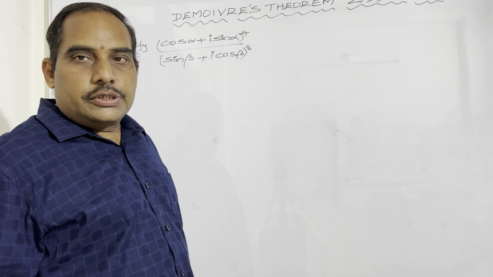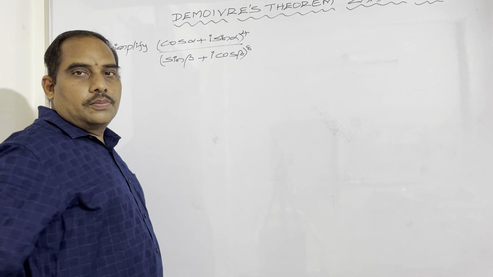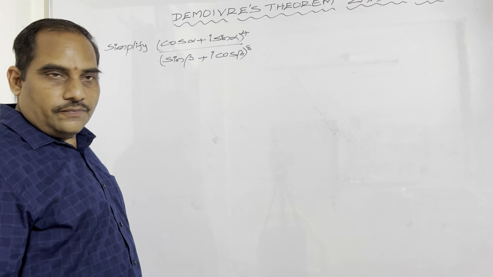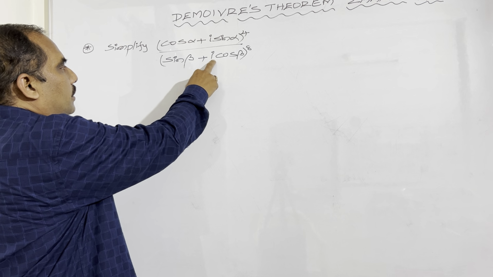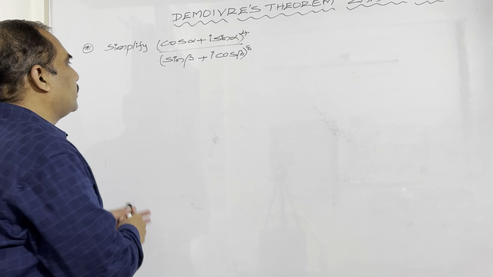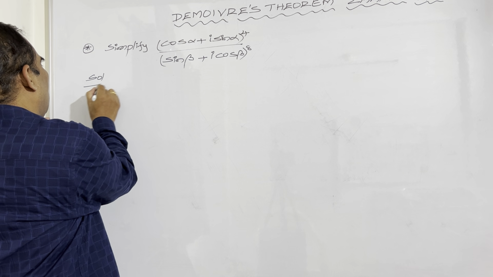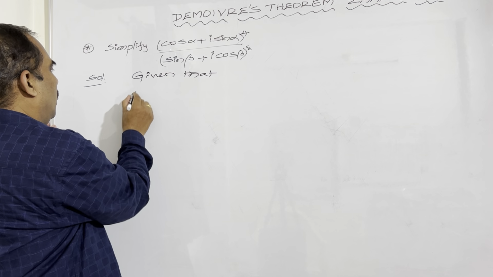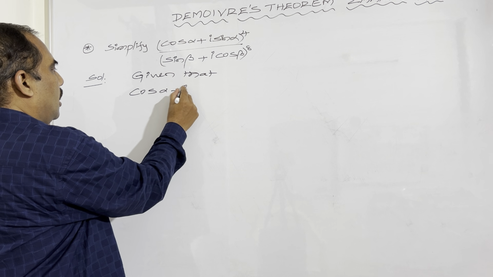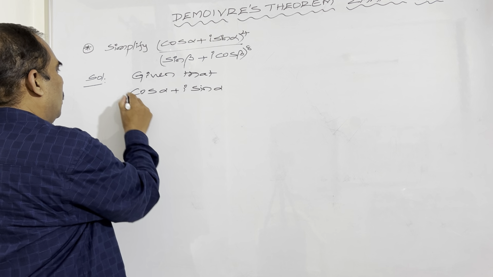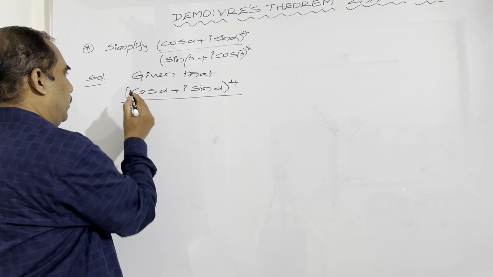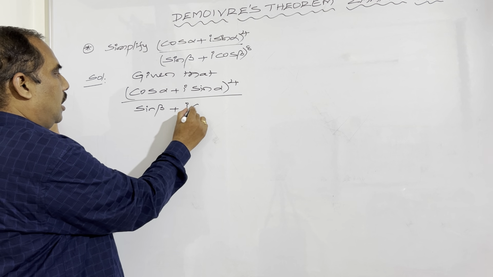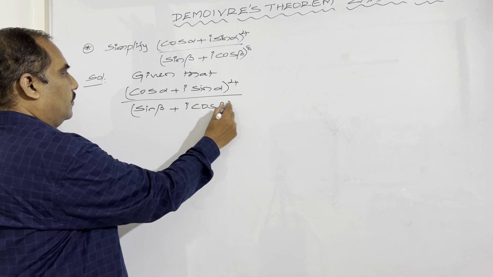In this video we are going to discuss De Moivre's theorem, 2 marks, P by Q. The question is, simplify cos alpha plus I sin alpha whole to the power of 4 whole divided by sin beta plus I cos beta whole to the power of 8. See what is given here: cos alpha plus I sin alpha whole to the power of 4 whole divided by sin beta plus I cos beta whole to the power of 8.